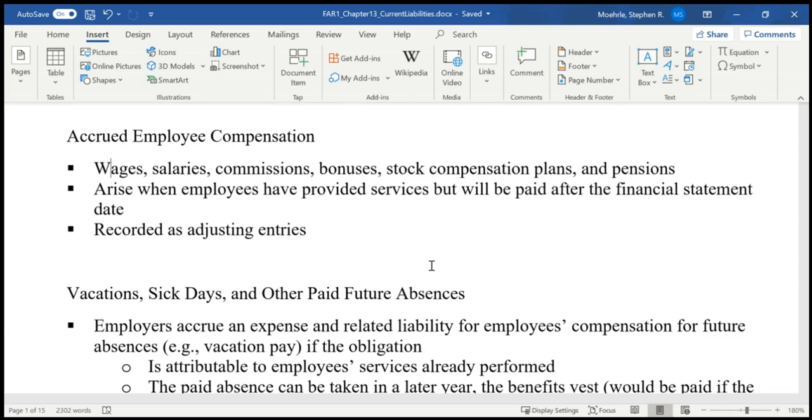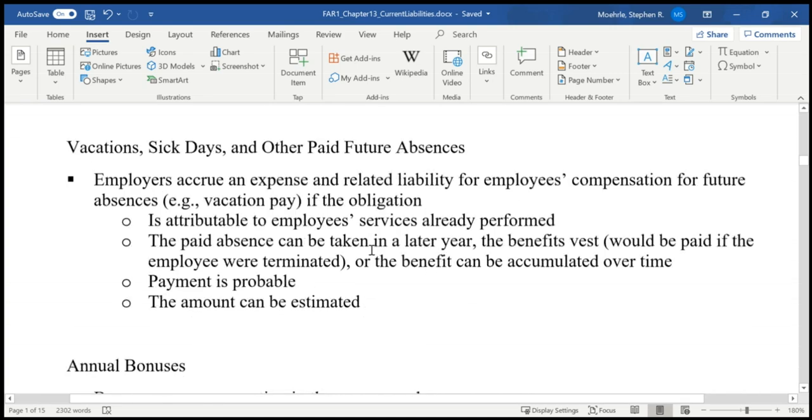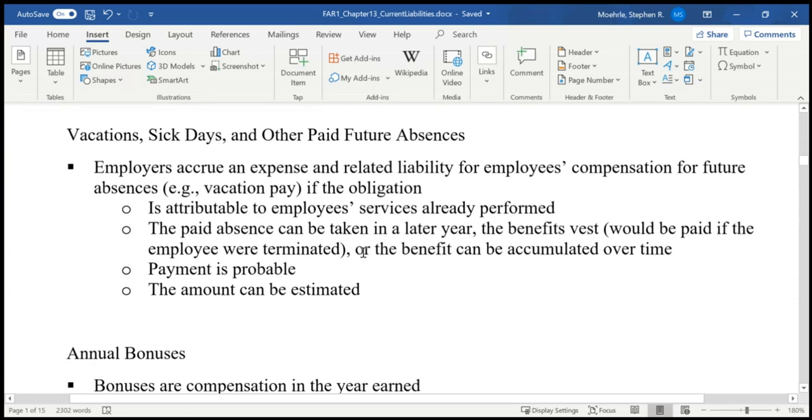They're recorded as adjusting journal entries. We'll see an example. Sick days and other paid future absences. So employers accrue an expense and related liability for employees' compensation for future absences. You'll know this as vacation pay.